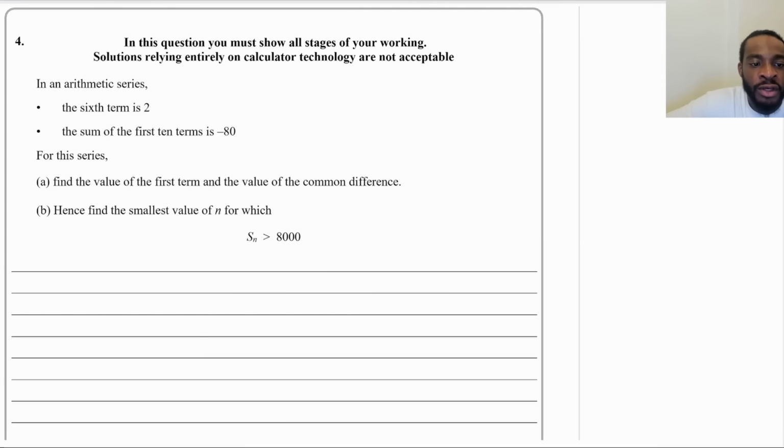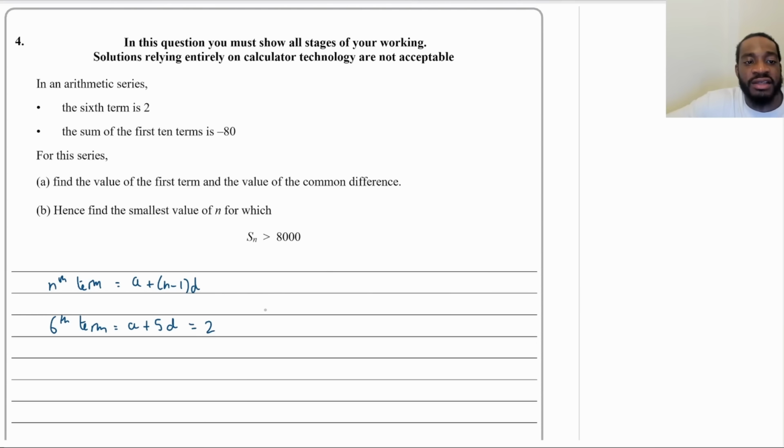Very straightforward. So remember, generally speaking, the nth term of an arithmetic series or sequence is A plus n minus 1 D. They've told us the sixth term, so n will equal 6 within it. So the sixth term will equal A plus, if n is 6, n minus 1 will be 5. So A plus 5D, this is equal to 2, right? That's from the first bullet point.